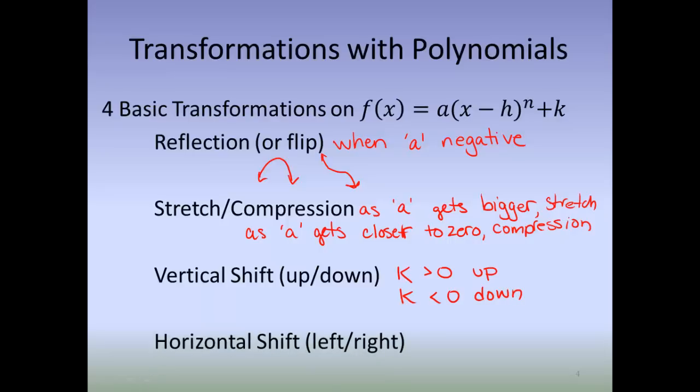And the last one is your horizontal shift. That's the left and right. That's the inside. So the h value, if it's greater than 0, that's going to be right. If this h value is less than 0, it will be left. Keep in mind on the horizontal shift, though, because it is x minus h, when you get the h being a negative, it's going to be minus and negative, so it's going to look positive. You have that it looks backwards thing going on.